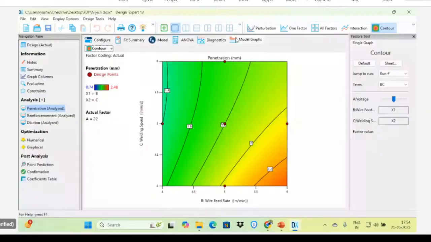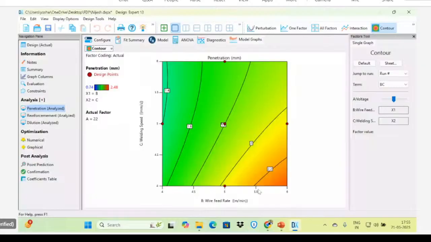So this is the wire feed rate and this is the welding speed in the y direction. The red portion indicates that the penetration is higher at this side, and the green portion indicates the penetration is lower at this side. Red means if we are increasing the wire feed rate and decreasing the welding speed, this portion can be attained. Increasing the wire feed rate and decreasing the welding speed, we can attain higher penetration.